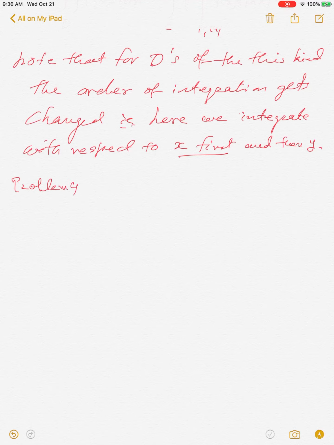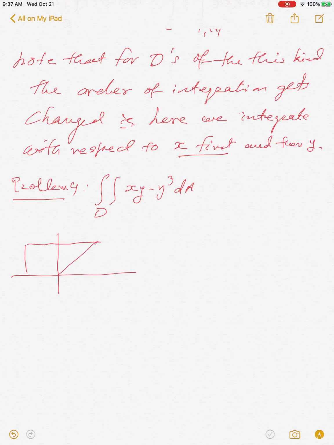So let's do another one, problem 4. Let's evaluate the double integral of x y minus y cubed dA over the region D, where D is as shown. I will draw it rather than writing it in terms of inequalities. Let's take D to be something like this. This is the line y equal to x. This is the point minus 1, 0, and this is 0, 1. So this is your D.